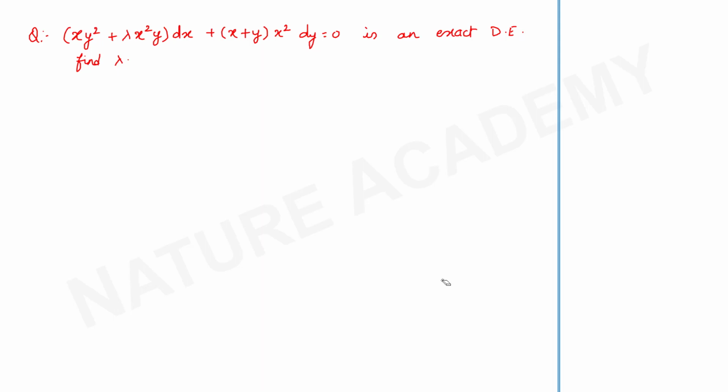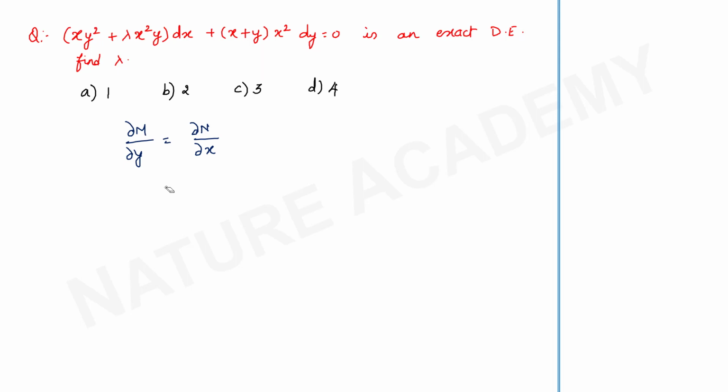So the question is that xy square plus lambda x square y into dx plus x plus y into x square dy is equals to 0 is given. It is told that it is an exact differential equation. And you are told to find lambda. They have given the options. So if they have told you that it is an exact differential equation, then you should be clear that your dou m by dou y will be equal to dou n by dou x.